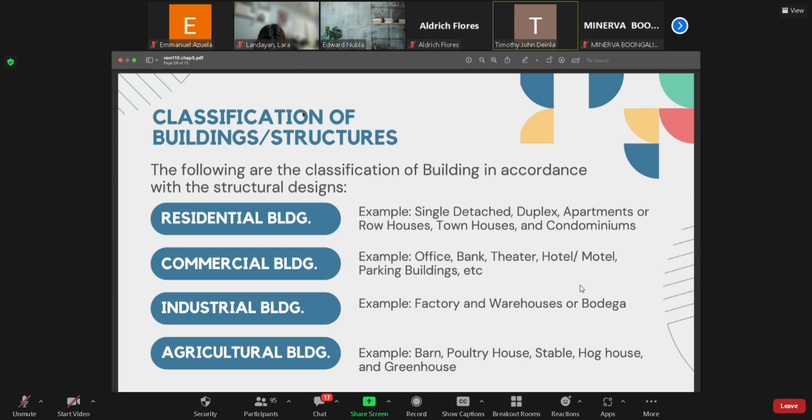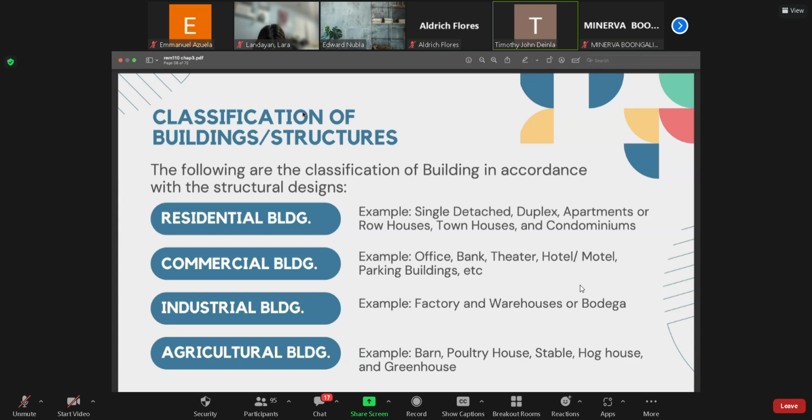So for commercial buildings naman, some examples of this are office, which is for administrative work, banks for bank and business, theater, an example of this is cinema, hotel and motel for place of lodging, parking buildings, which is for cars, motorcycle, and bicycle parking, an entire establishment dedicated for this.